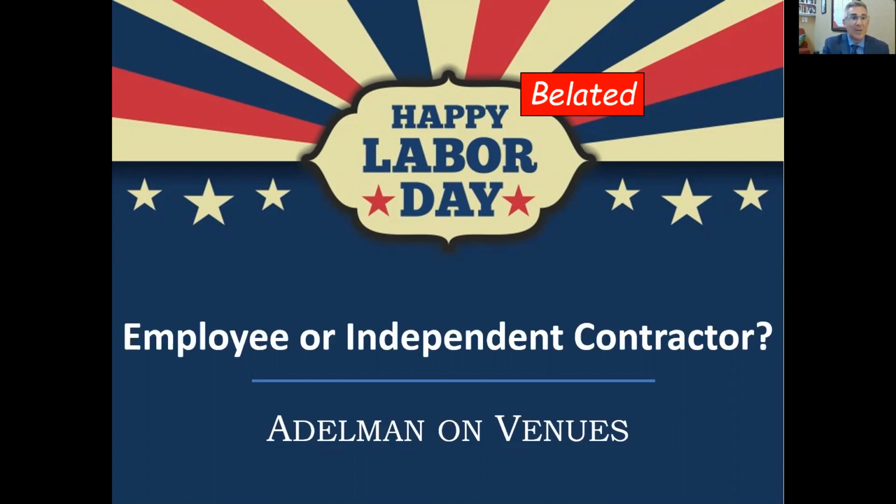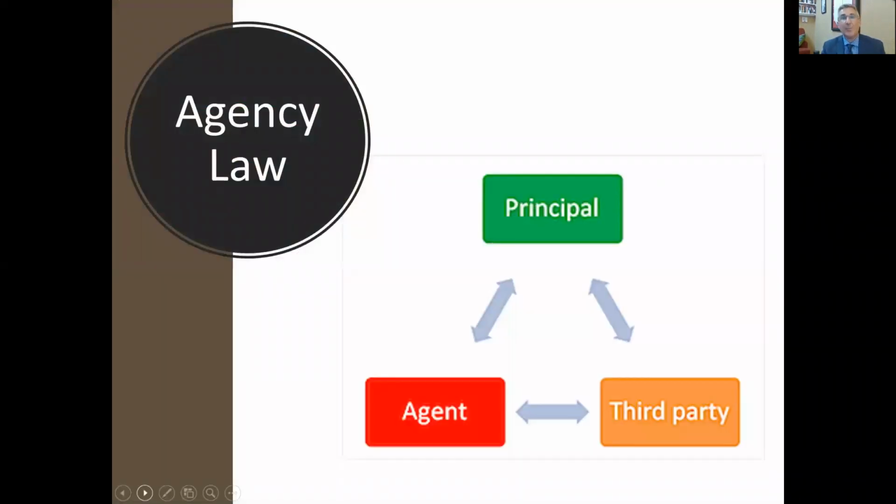What we're talking about here is agency law. Agency law is really the relationship between a principal, which is the boss or the master of a master-servant relationship, the agent, which is the person doing the work, and third parties, people who are receiving the benefit of that work. So if you're a student in a law school class, we are talking about agency law.